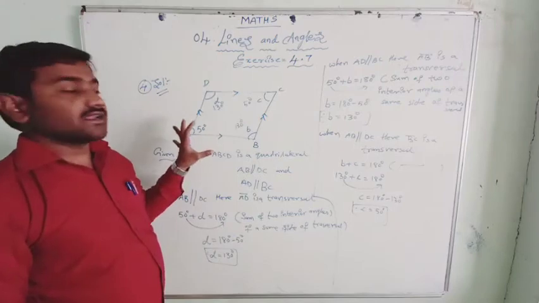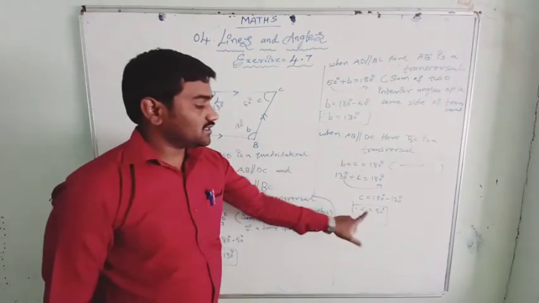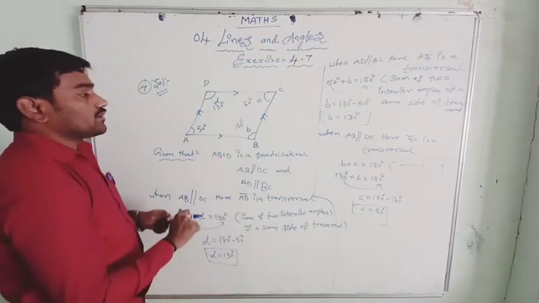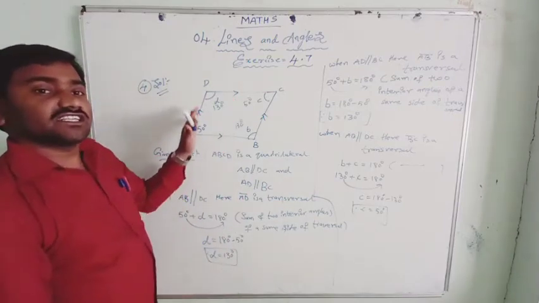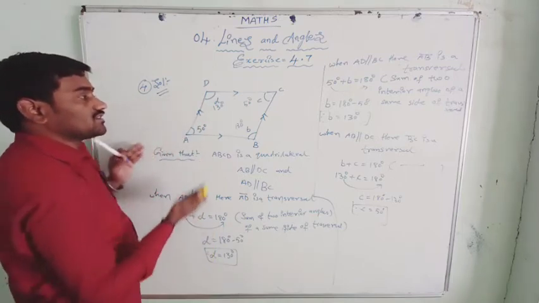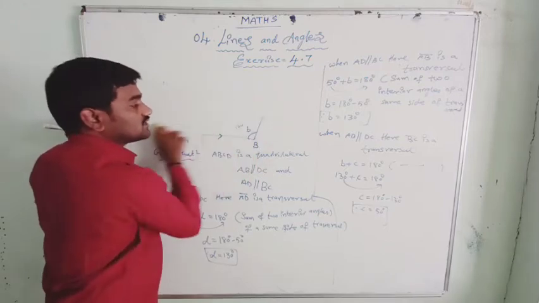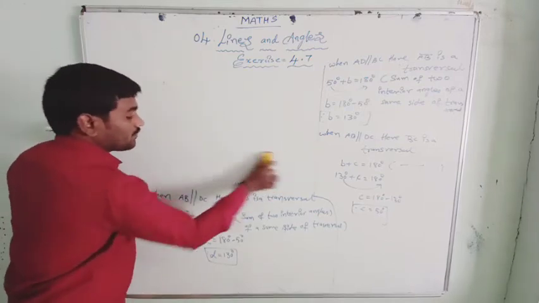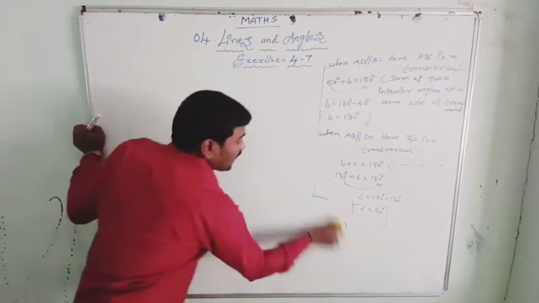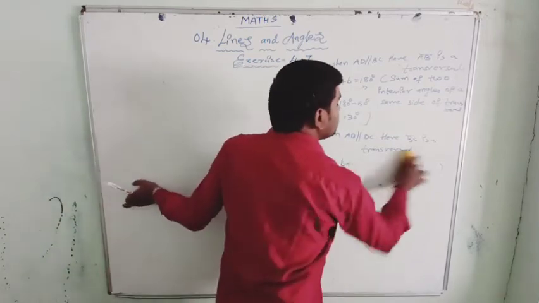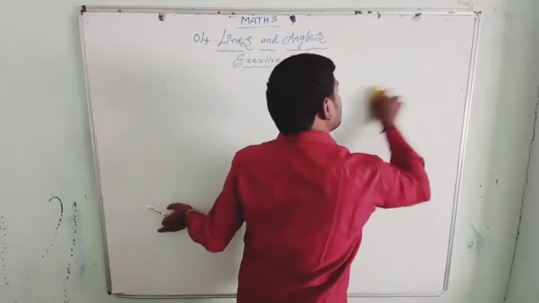So we got all the angles: B, C and D. The same concept we used when two lines are parallel. If one line intersects two parallel lines, that is called a transversal. The sum of two interior angles on the same side of the transversal is supplementary, equal to 180 degrees. The two angles are linear, and linear is nothing but 180.